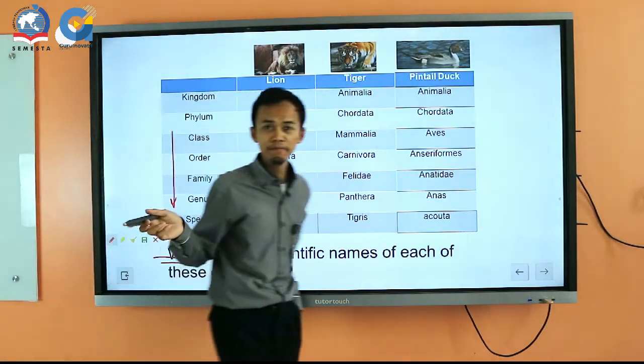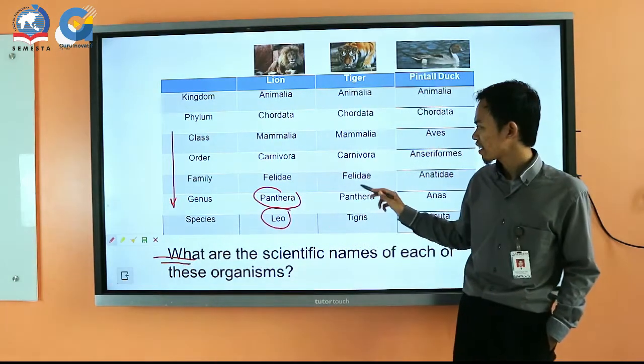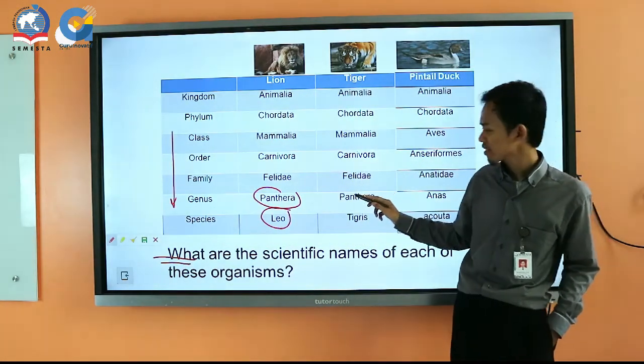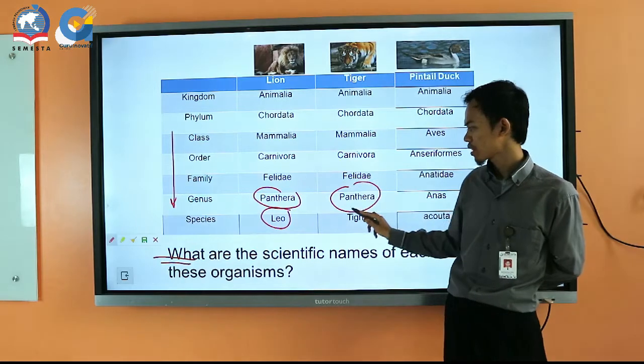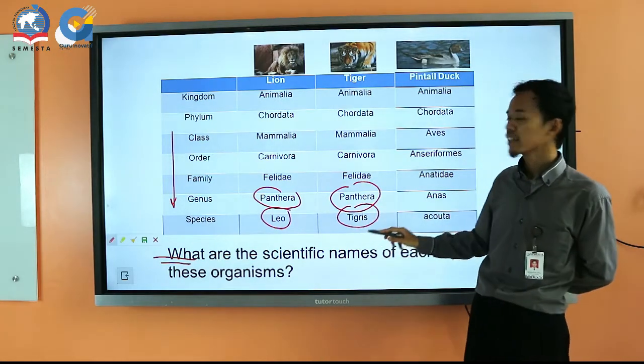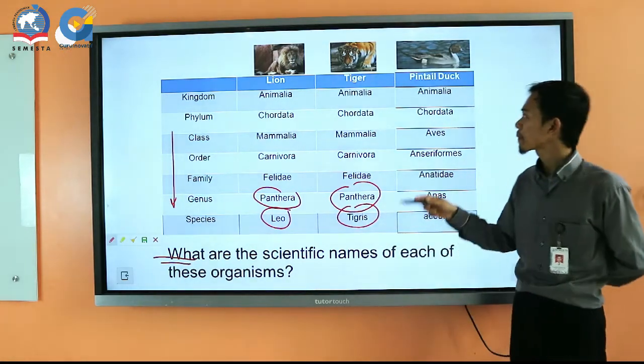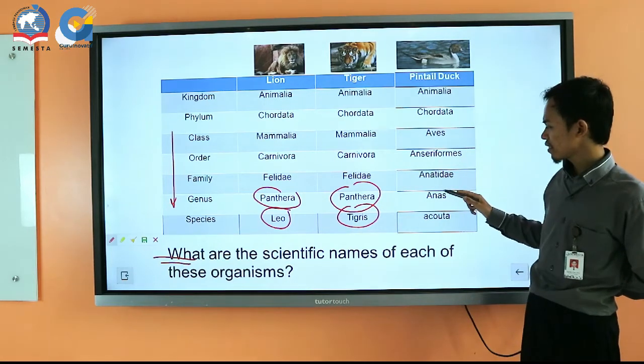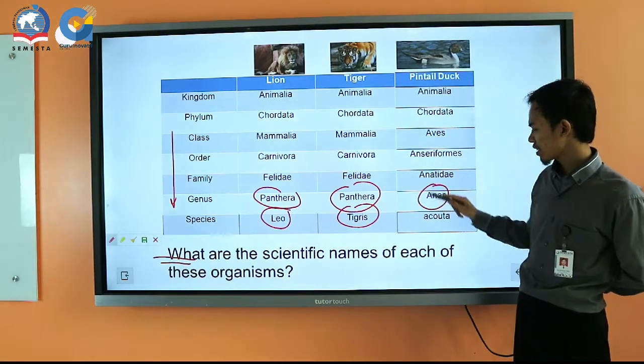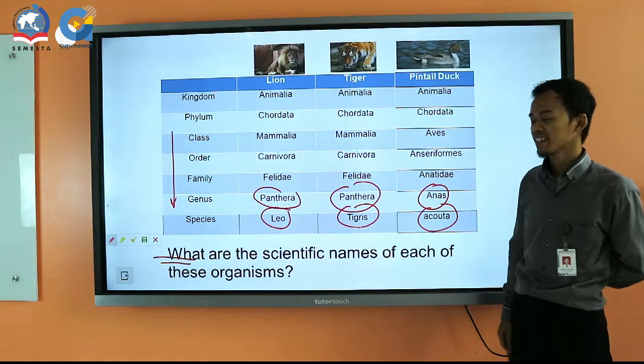The tiger species name is Panthera tigris. And last, the intelduck, Anas acuta.